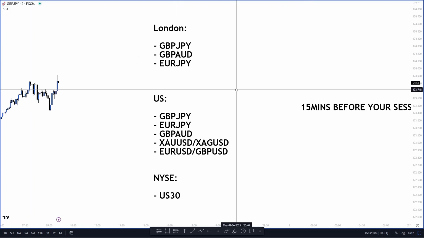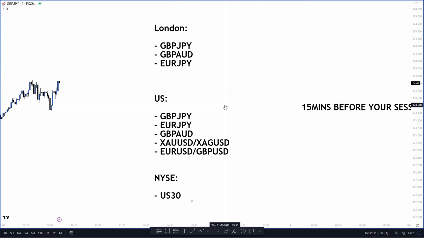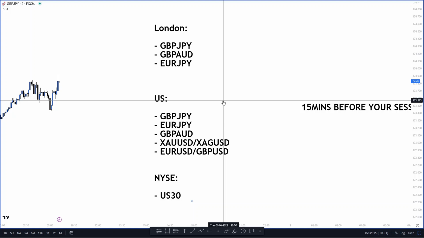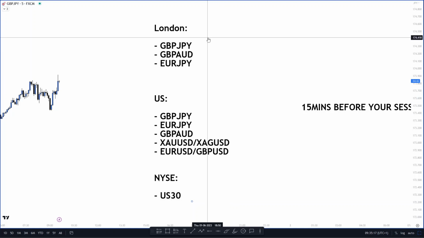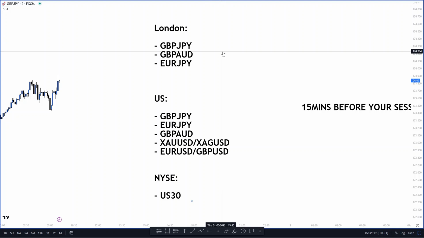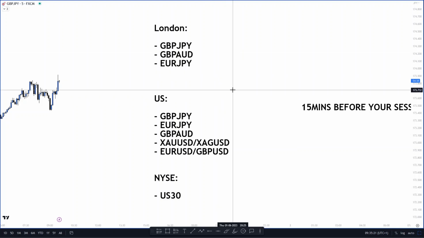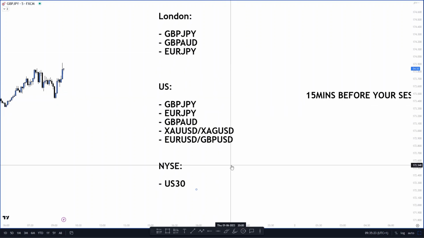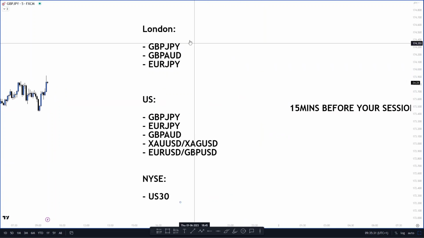Me personally, I didn't even look at a US session. I knew nothing about US for the first few years of my whole trading journey, because it was just GJ in London. I then added GA, then EJ a bit. Then I started to look at US, and then I added US 30, gold and stuff at the end, just before I started teaching, so I could solidify my position as a mentor in the market. But for me, I focused on London and GJ.